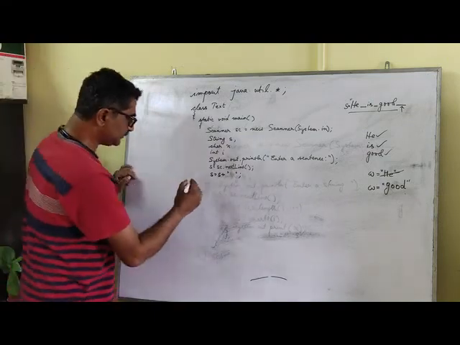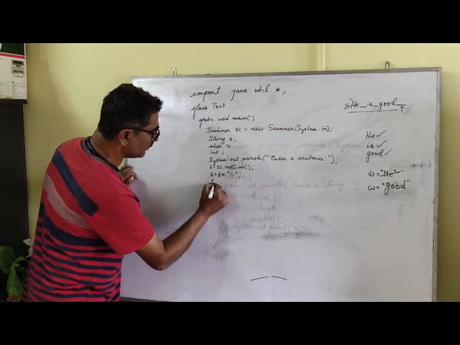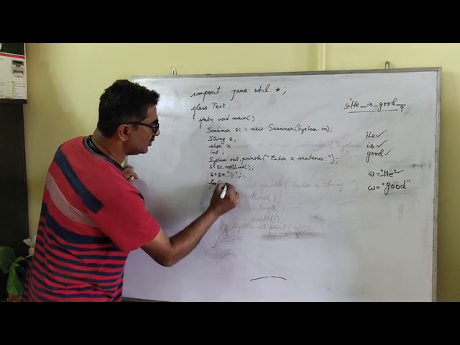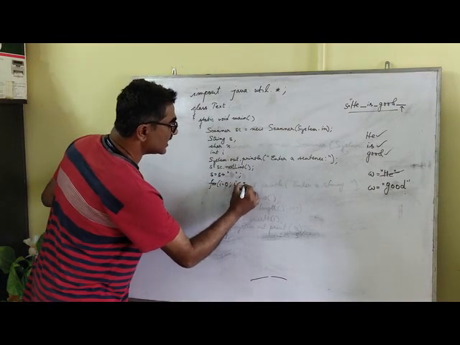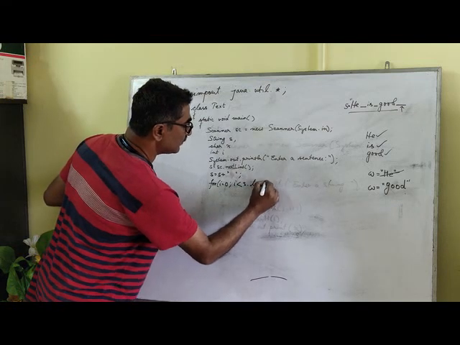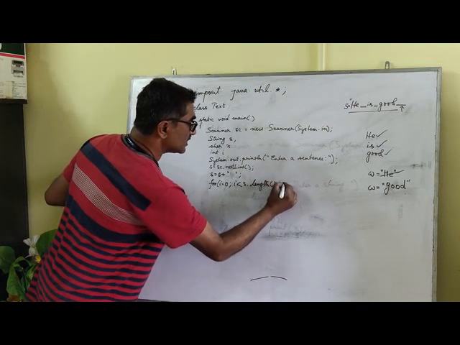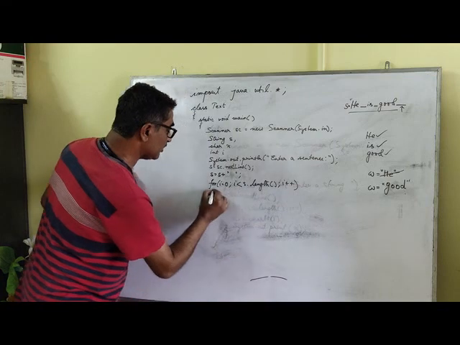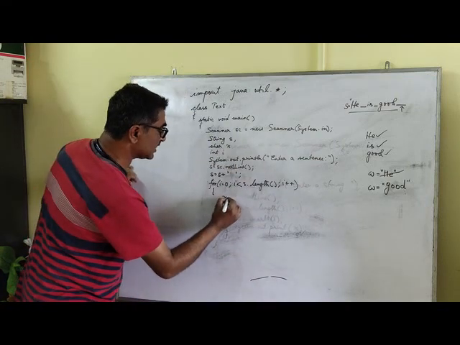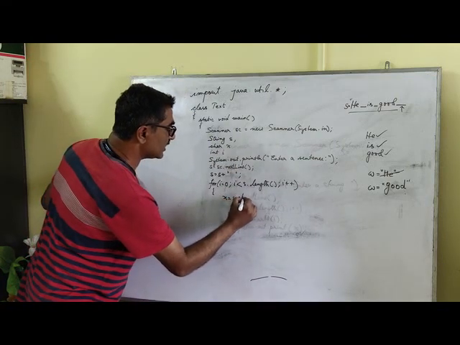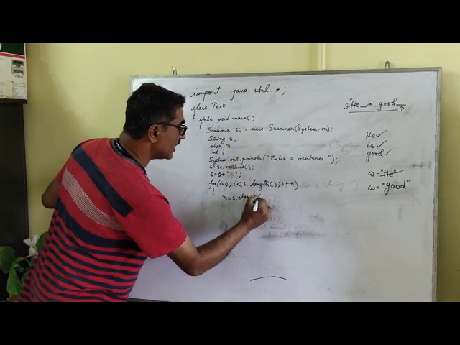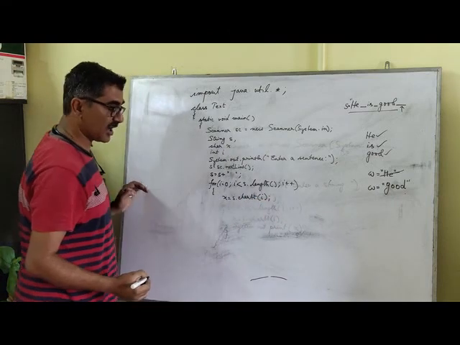So how do we do that? We'll start with a for loop. For I equal to 0, I less than S dot length, I plus plus. Now what are we going to do? We are going to extract each character. X equal to S dot charAt I. So what am I doing? I am extracting each character.